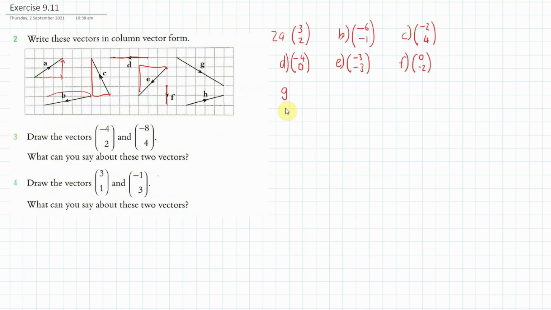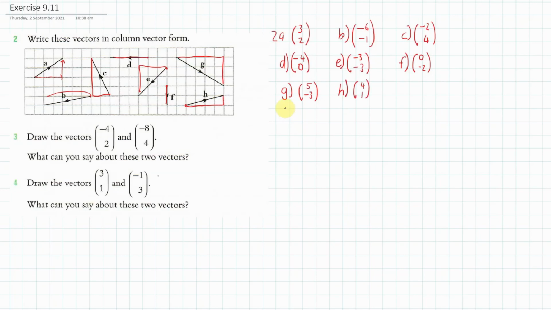Now G, you can see that you have gone across 5 and down 3. So positive 5 for the x direction, and down 3 for the y direction. Now looking at H, you start here, you've gone across 4 and up 1. So 4 for the horizontal, 1 for the vertical. Those are all column vectors.